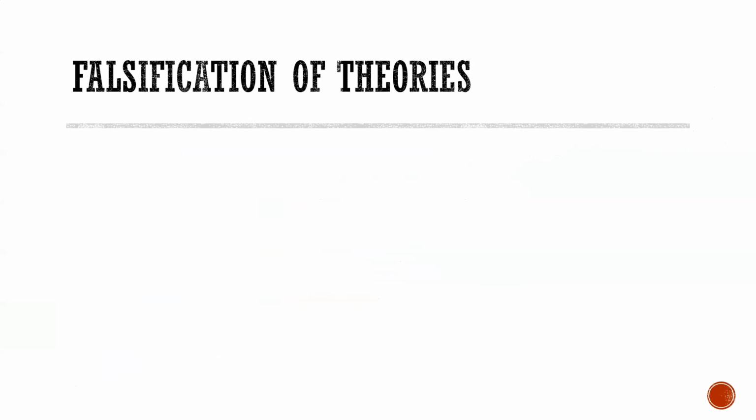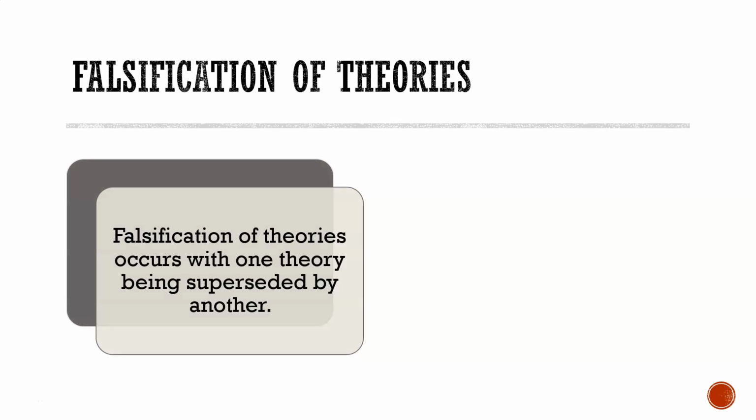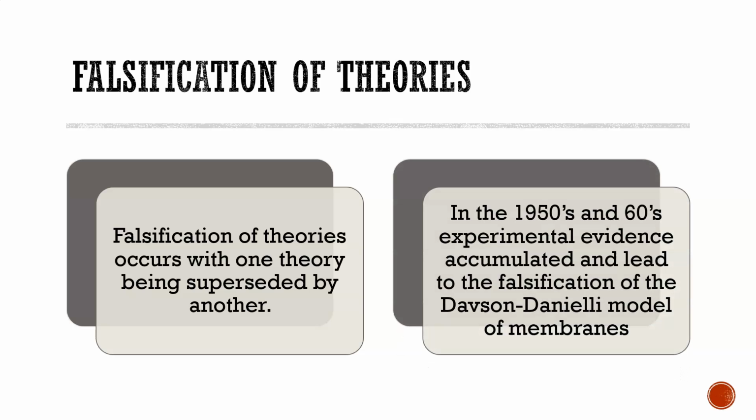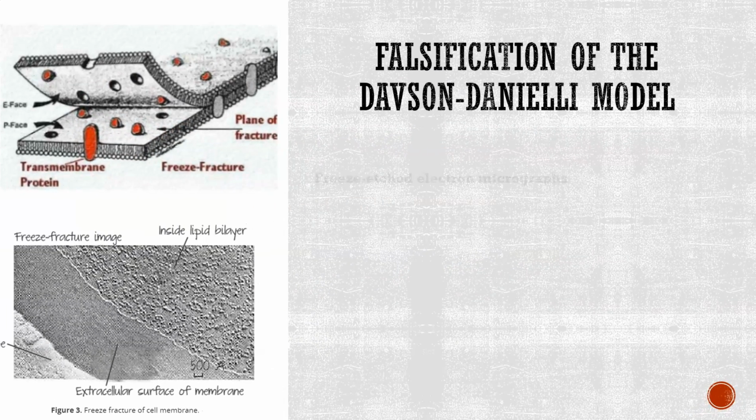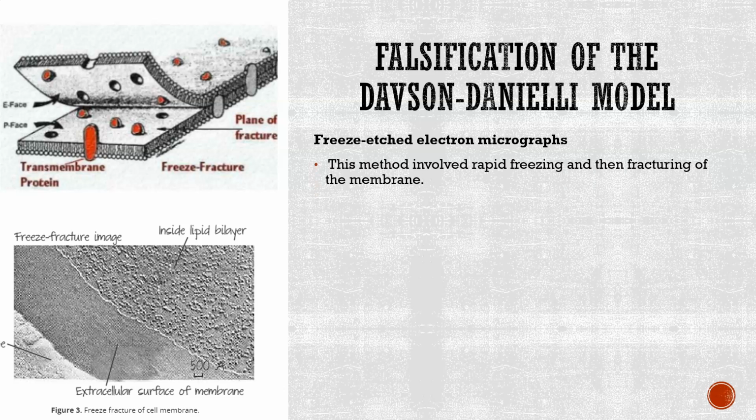So when did that get proved incorrect? What's the falsification? So falsification of theories occurs when one theory is superseded by another. So how did that sandwich model get superseded by our current fluid mosaic model? So in the 1950s and 60s, experimental evidence accumulated and led to the falsification of the Davson-Danielli model of membranes. So freeze-etched electron micrographs, okay, this is what actually led to the falsification of that. Technology developed and allowed this freeze etching to occur.